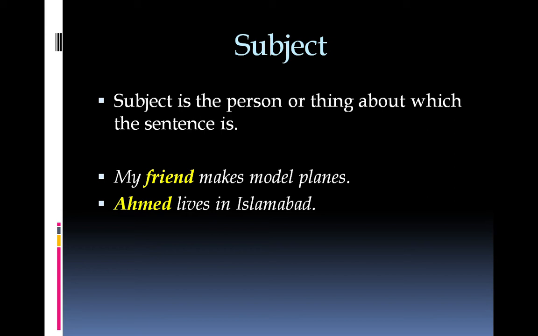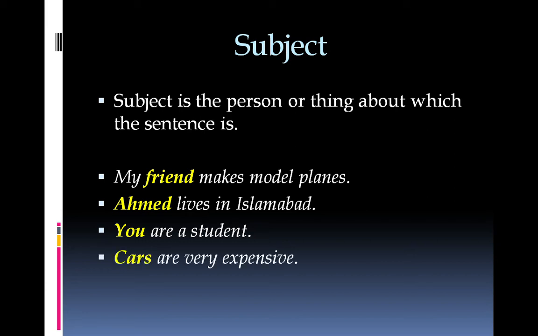We are not calling friend and Ahmed subjects of these sentences because they are doing something, but because these sentences are about friend and Ahmed. Remember this thing. This is the difference between the older concept or the incomplete concept and the complete concept and the correct concept. Look at the next examples. You are a student. This sentence is about you. So that's the subject. And you see, the subject in this sentence is doing nothing, yet we'll call it subject.